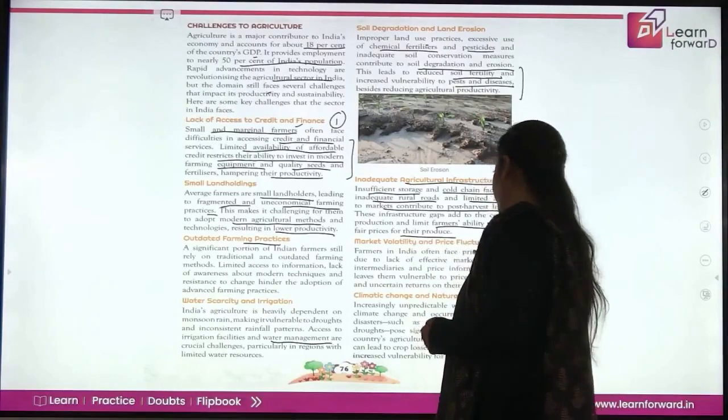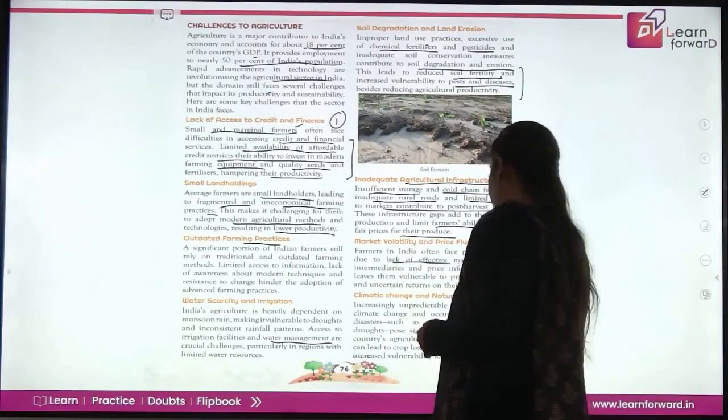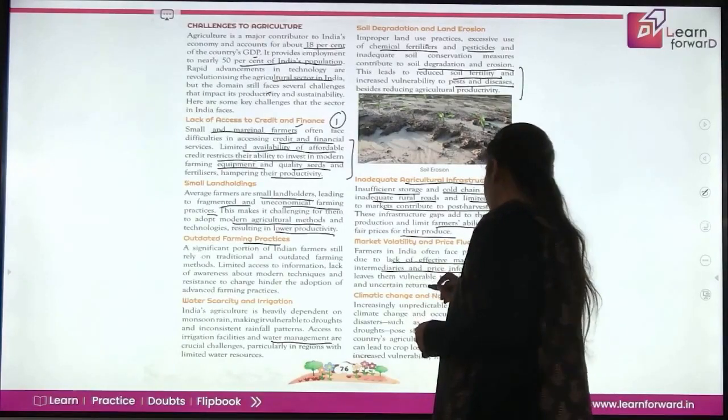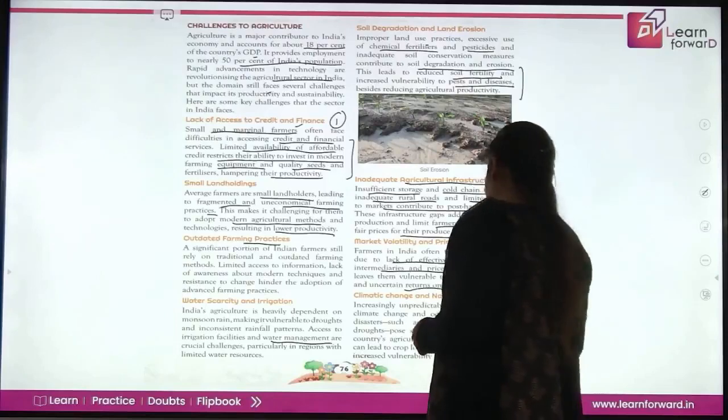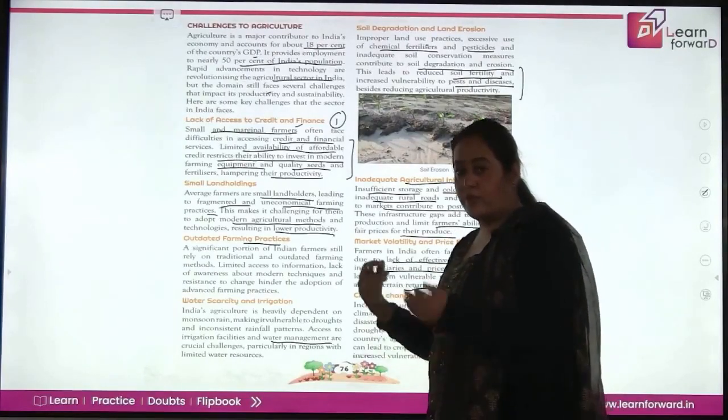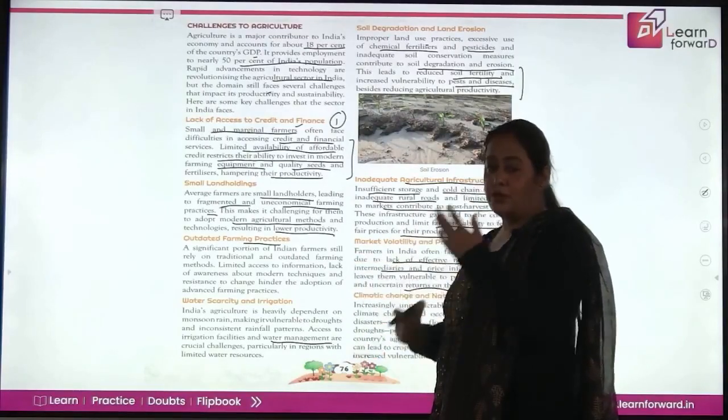Farmers in India often face price volatility due to lack of effective market linkages, intermediaries, and price information. This leaves them vulnerable to price exploitation and uncertain returns on their investment. Now, they cannot predict that this is what I've invested, this is what I've got. No, this cannot be predicted because of the market fluctuations.